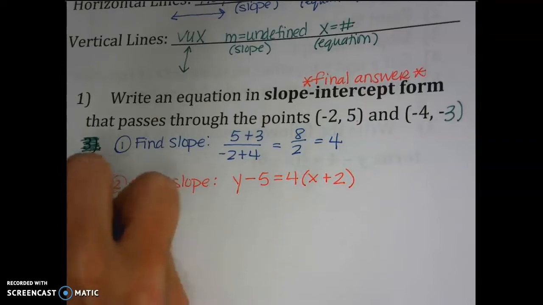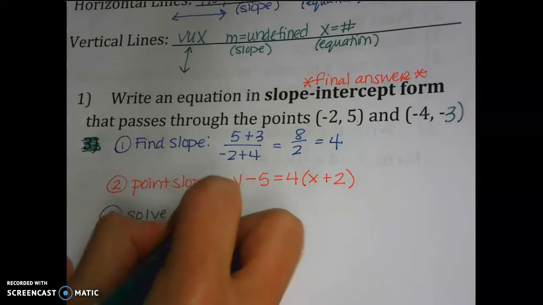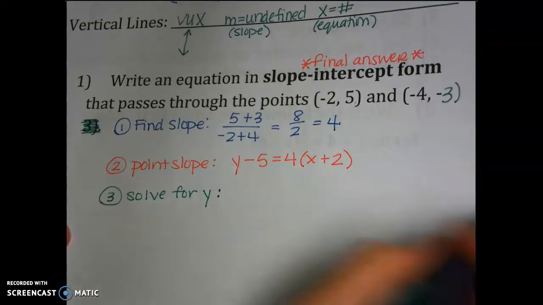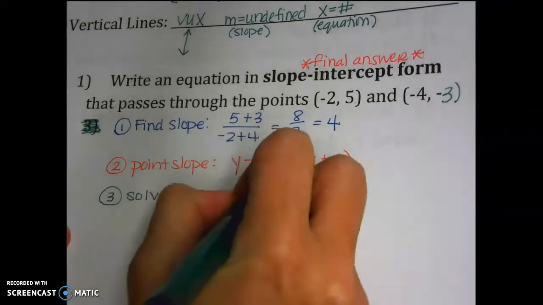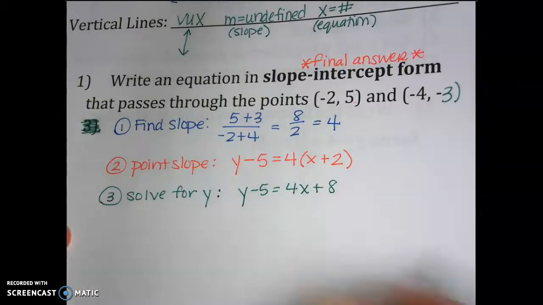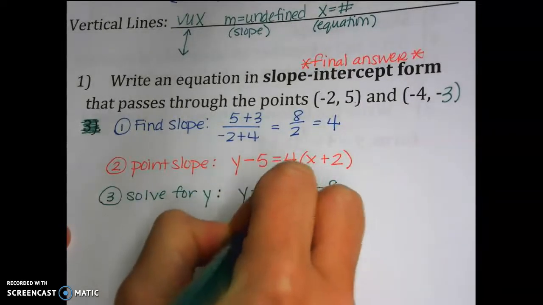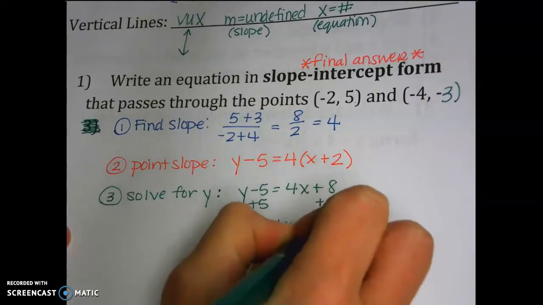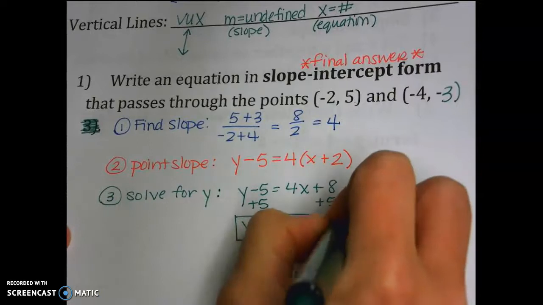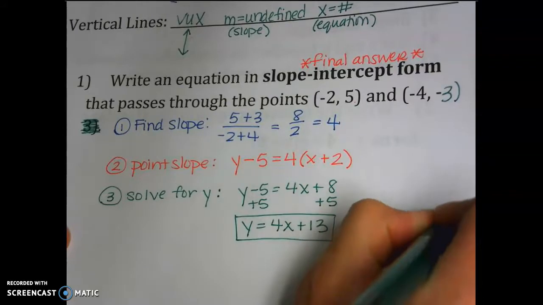And then step 3, we're going to solve for y. Solving for y will change it to slope-intercept form for us, which is what we want. So to solve for y, we start by distributing. We have 4x plus 8, and then we're going to add 5 to get y by itself. So y equals 4x plus 13. You can see now that the y is by itself, and we are in slope-intercept form, which is what it asked us to do.